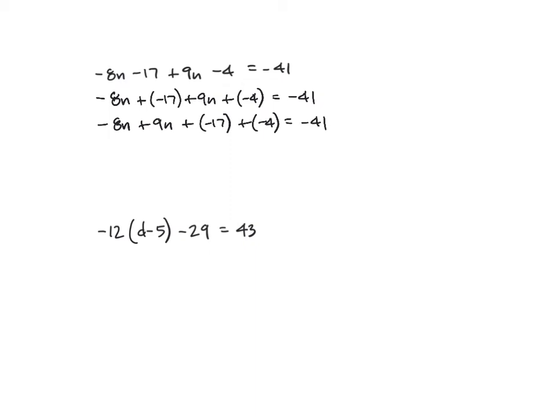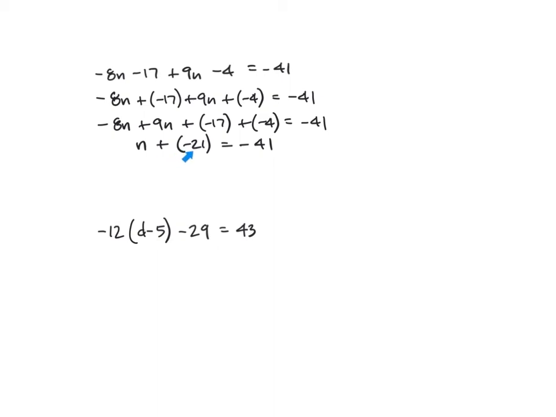And now I can combine my like terms. So negative 8n plus 9n, that's just 1n or n. And then plus, negative 17 plus negative 4 is negative 21. And that'll equal negative 41. And now I've got the left side as simple as it can be and the right side as simple as it can be. And now I can actually start to solve.